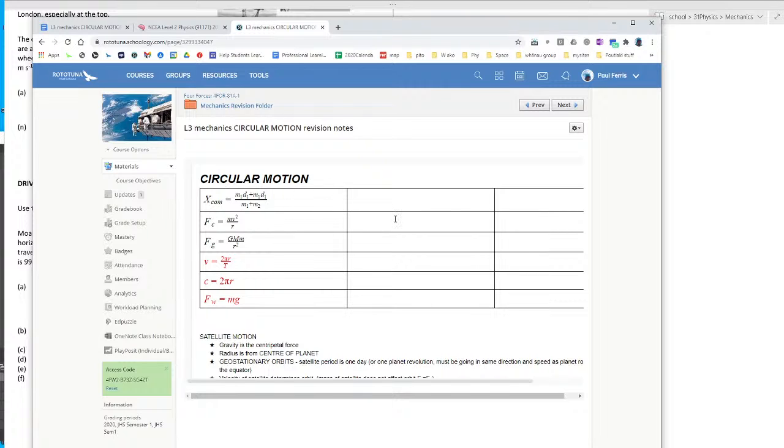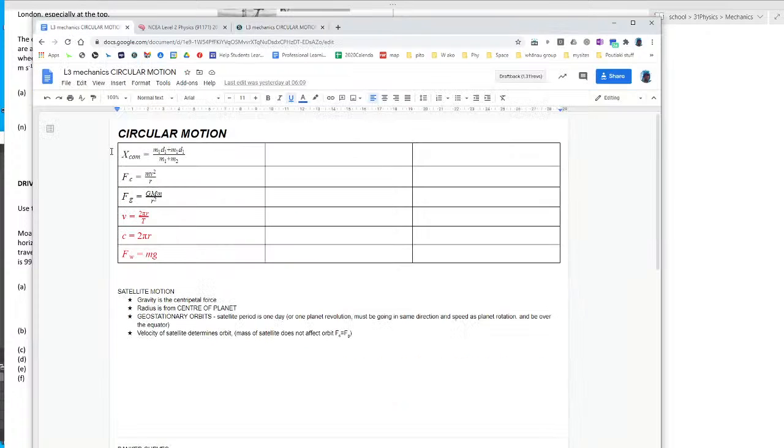Again, if you've got your own sheet, just go through all of these equations and make sure that you know what the symbols mean and what the units are. So I'll very quickly go through it myself here.